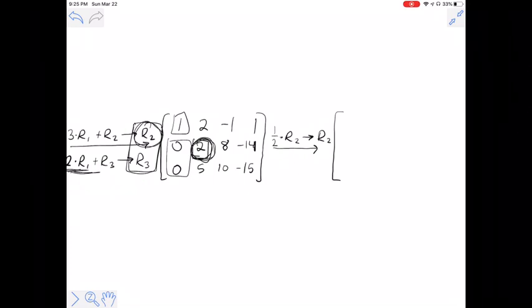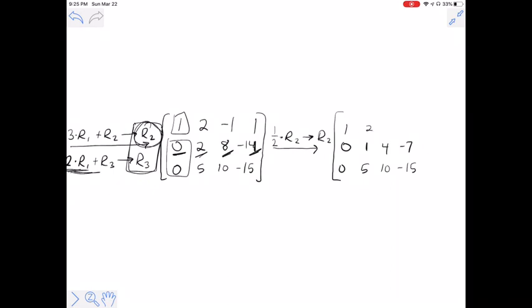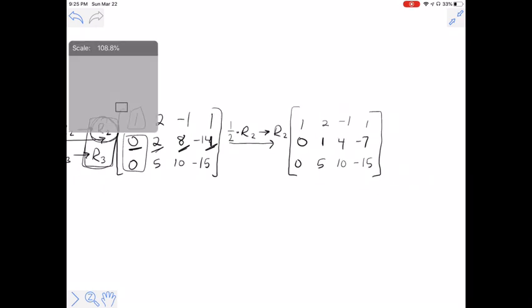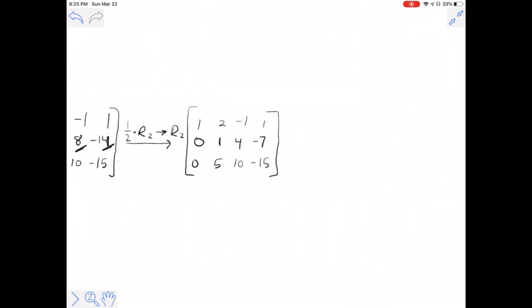So this row operation is going to affect row 2. And it needs to happen to all of the entries in row 2, even a 0. So 0 times 1/2 is still 0. 1/2 times 2 here is 1. 1/2 times that 8 is 4. And 1/2 times negative 14 is negative 7. And that row operation only affected row 2. So row 3 stays the same. And row 1 stays the same.